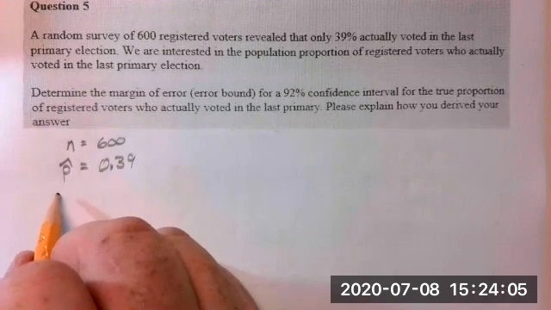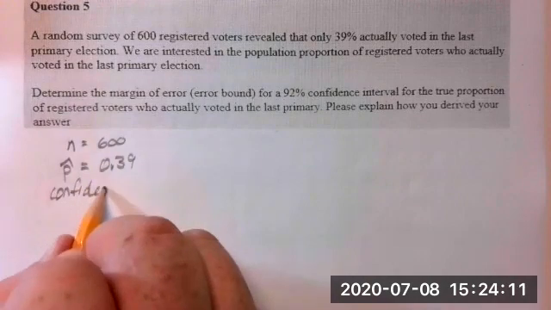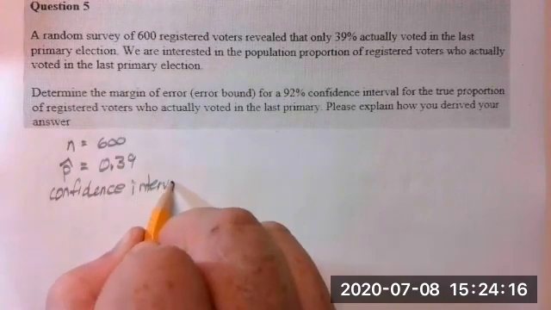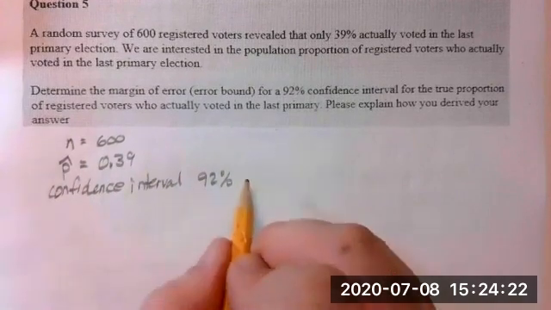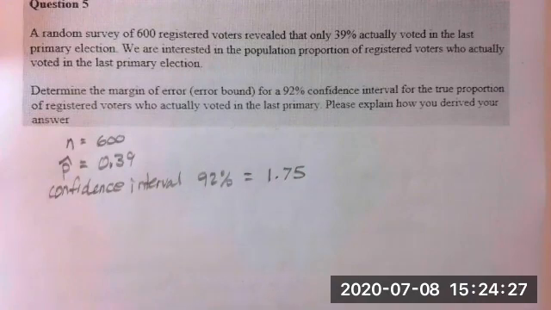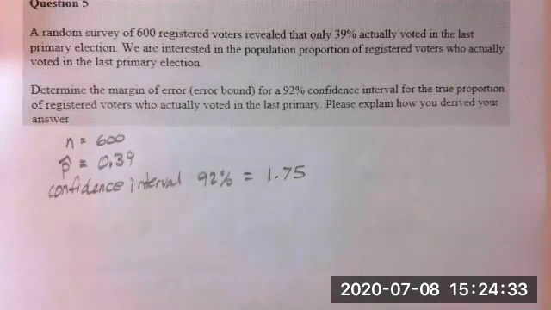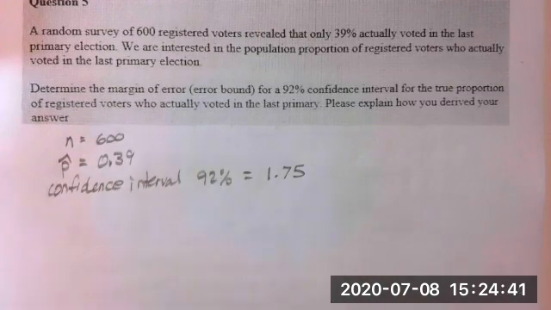Okay, we know that we have a confidence interval of 92%, and that represents a z-score of 1.75. Okay, so a z-score of 1.75. And again, we can get this from a table, or we can look it up in an inverse function or something like that. There's a couple of ways of finding that, but we're looking at the z-score for the 92% confidence interval. So if we look that up, we get 1.75.